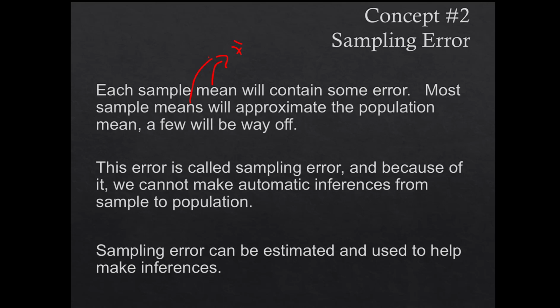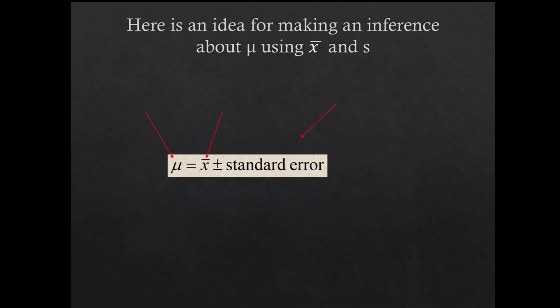Because of it, we cannot make automatic inferences. You can't just get the sample mean and say that's what's happening in the population. We have to take into account this error. And remember, I talked about a little bit of a buffer. That's where our buffer is going to come from.